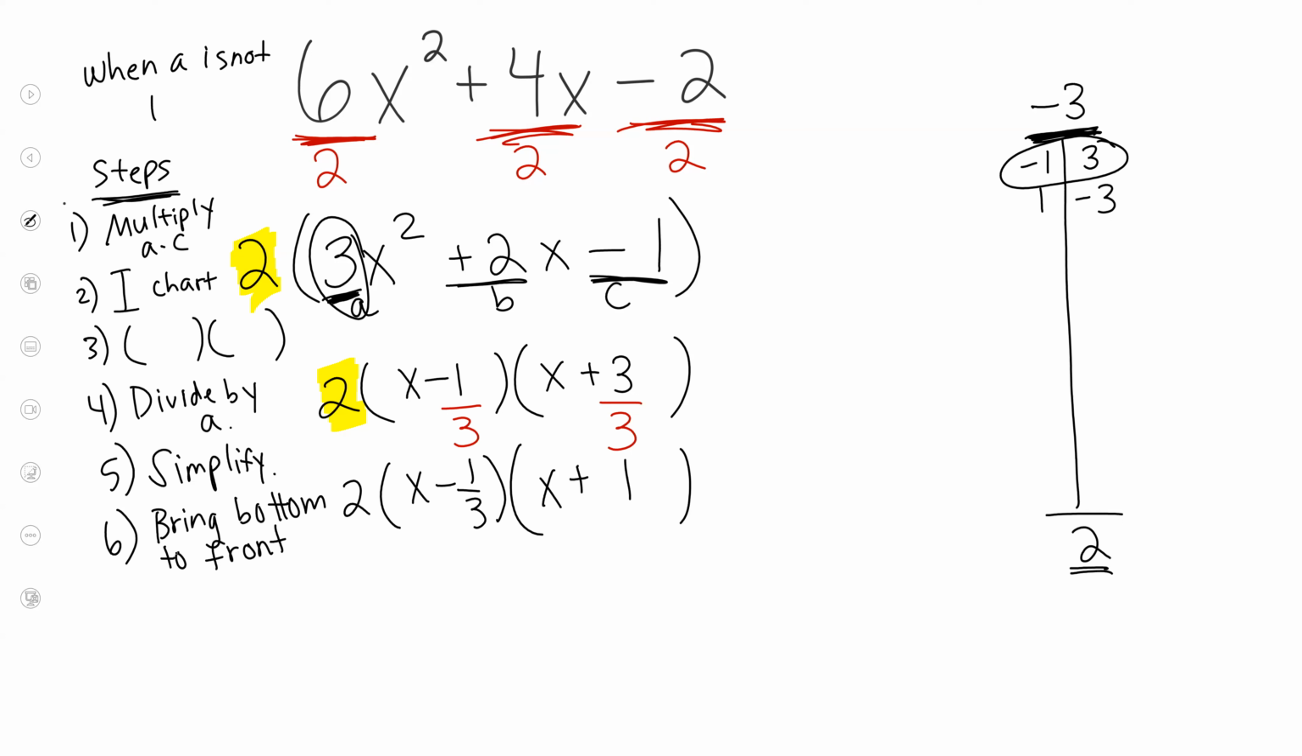So bring the denominator to the front. So my factors are 2. I brought the 3 to the front. So now it is 3x minus 1. And then this factor just stays the same. So guys, these are called my factors.